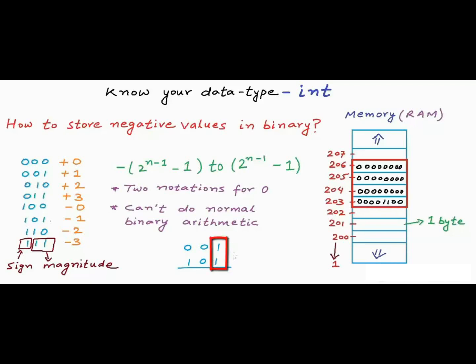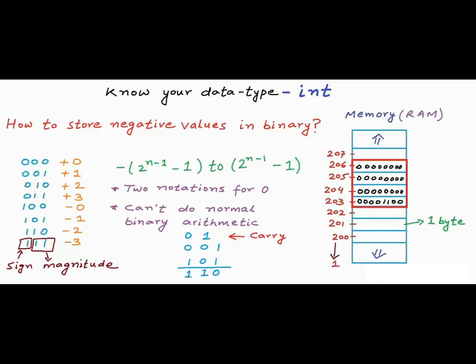We need to find the sum of the digits, and if the sum is greater than 1, we need to take a carry. Here the sum of these two digits would be 10, that is 2. So we'll keep a 0 here and take 1 as carry to the next position. And now we'll go to the next position. Here the sum of digits and the carry is 1, so there is no carry for the next position. And for the leftmost position also, the sum of the digits, the bits and the carry is 1.